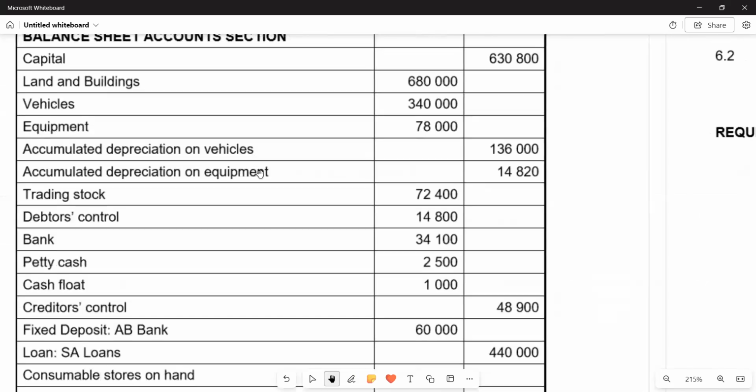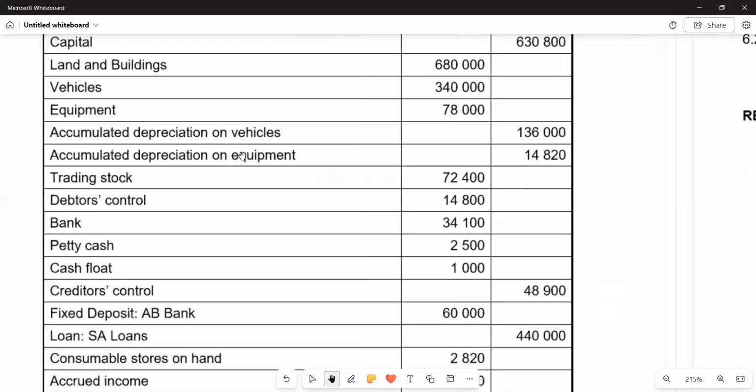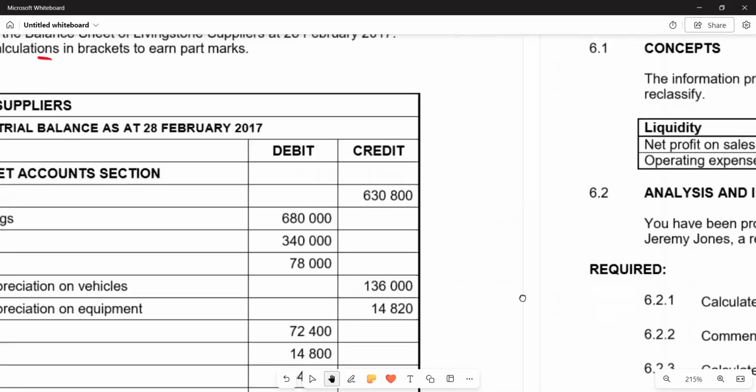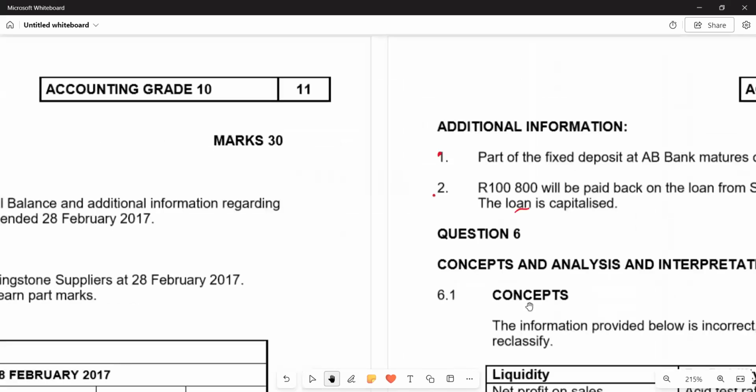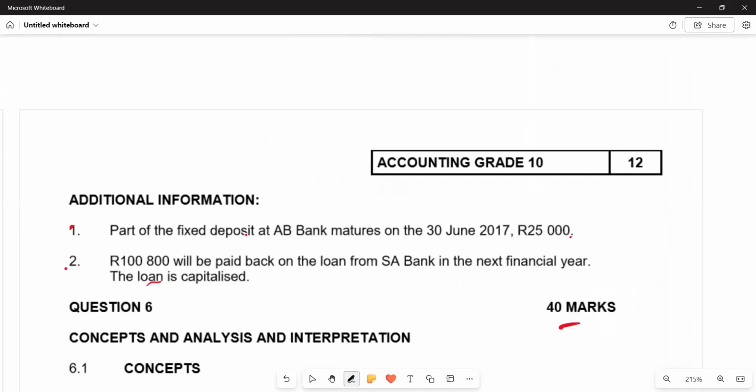We go down and check the financial assets that we have. Remember, the financial assets are described by the fixed deposit. So we can check where we have the fixed deposit. You see that the fixed deposit is here, so the fixed deposit describes the financial assets. We have 60,000. But remember, we have additional information that explains the issue of part of the fixed deposit maturing in the next financial year. We have 25,000, part of the fixed deposit at AB Bank that matures on 30 June 2017.